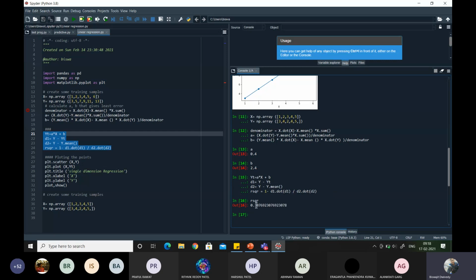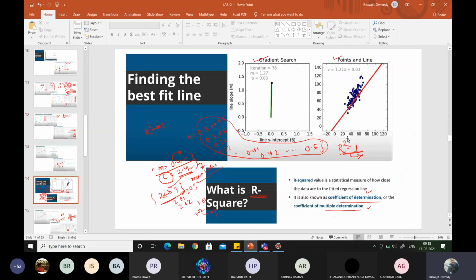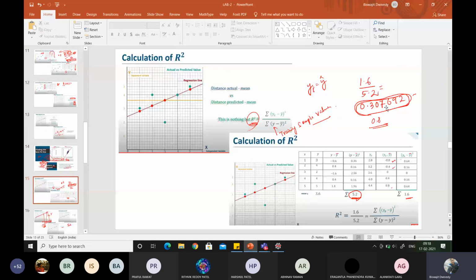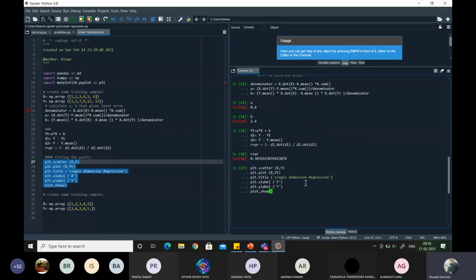R square, you can see we are getting 0.307692, like that. That we have already calculated here, and I have also told you that. R square value, 0.307692, etc. So that is what we are getting here. Whatever we have discussed there, the same concept has been coded here using slightly different mathematical expressions.